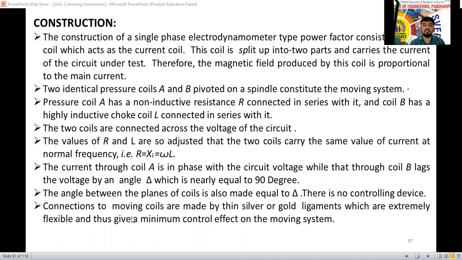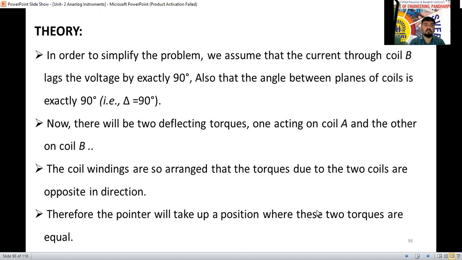Connections to the moving coils are made by thin silver or gold ligaments. Whatever the moving coil systems are, we use thin silver or gold ligaments, which are extremely flexible, thus giving a minimum control effect on the moving system. They have told us the material which we have to use. So this is the construction of that equipment.